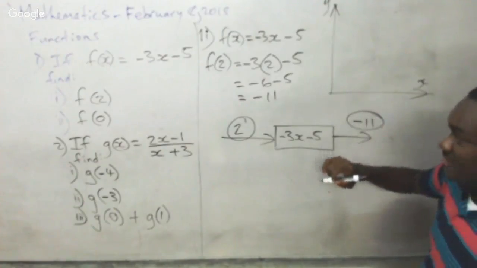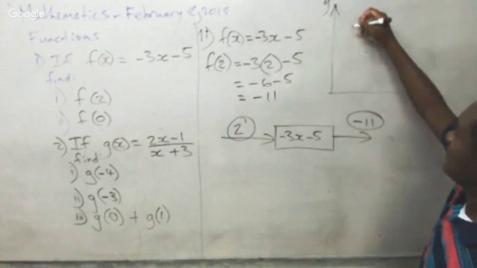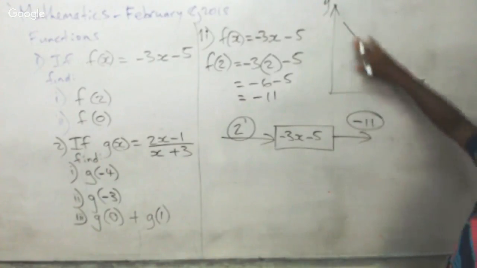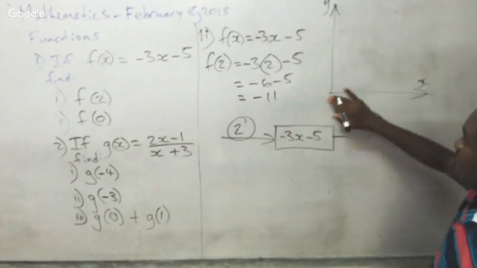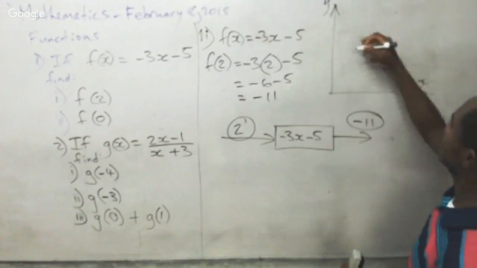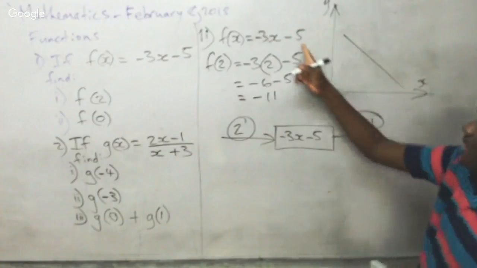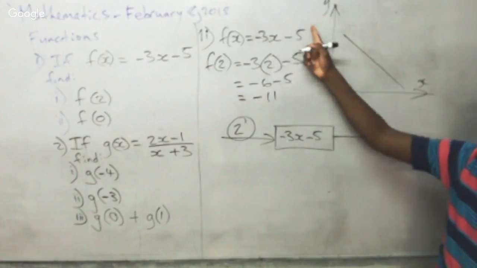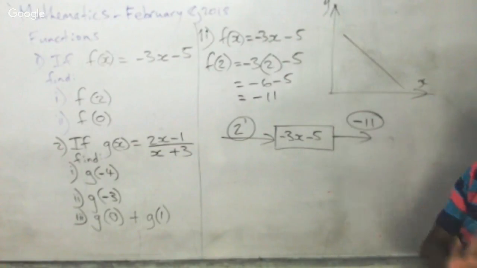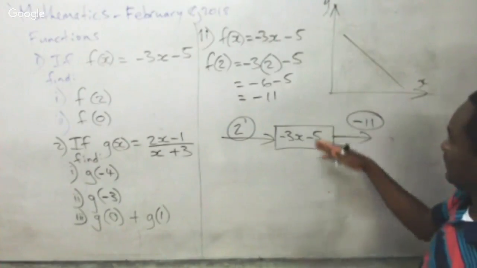Let me not complicate it. It would look something like this because it has negative gradient. Oh, and no, it would pass through down the bottom. But never mind. Let me just do this. The y-intercept is negative 5. So it would cut down here. Right, but I'm just showing you something, so let's forget about the actual intercept.